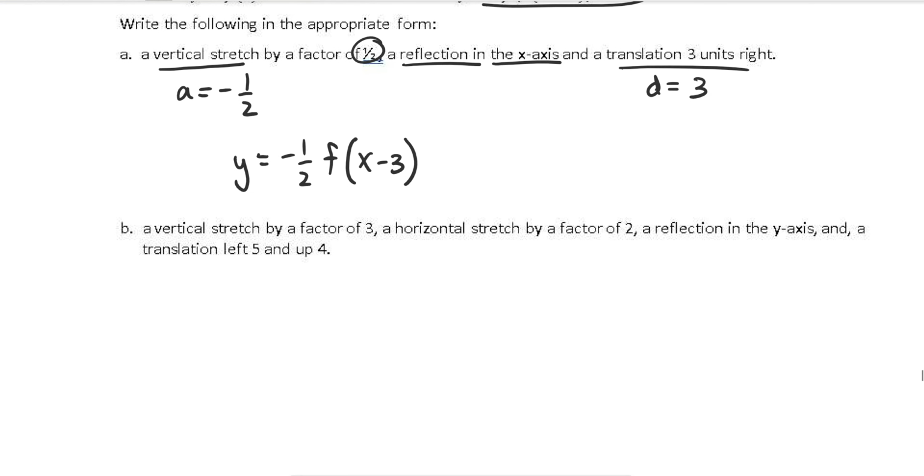Okay, let's look at another one, a vertical stretch by a factor of 3. So A is equal to 3. Horizontal stretch by a factor of 2. So be very careful here. That means K is equal to 1 over 2.